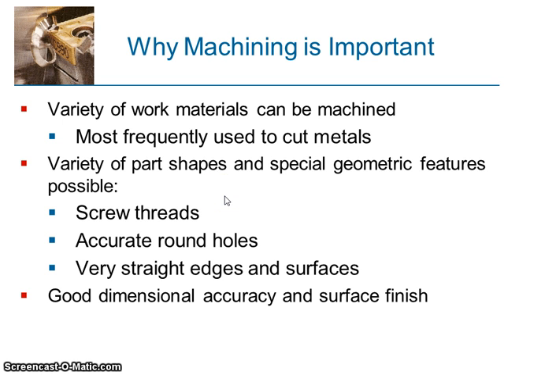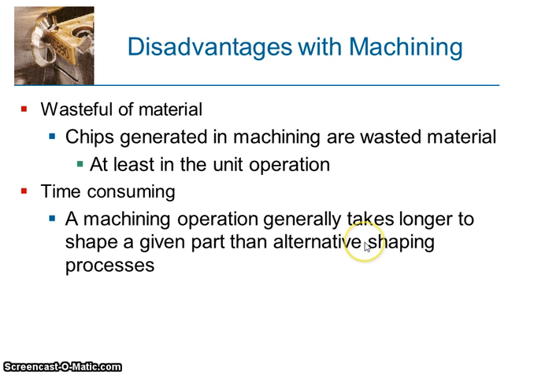Now we will see why machining is important. A variety of work materials can be machined, and it is mainly used to cut metals. A variety of different shapes having different geometric features are possible, like screw threads, and accurate holes can be drilled with the help of machining. And we can obtain good dimensional accuracy and surface finish. These are all the advantages of machining.